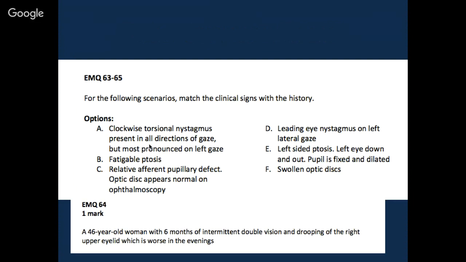Okay, this question. For a 6-year-old woman with 6 months of intermittent double vision and drooping of the right upper eyelid, which is worse in the evenings, what causes this? Or what would you expect on the history? On examination, rather.